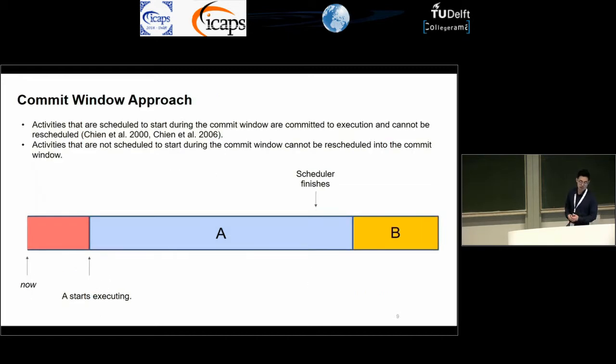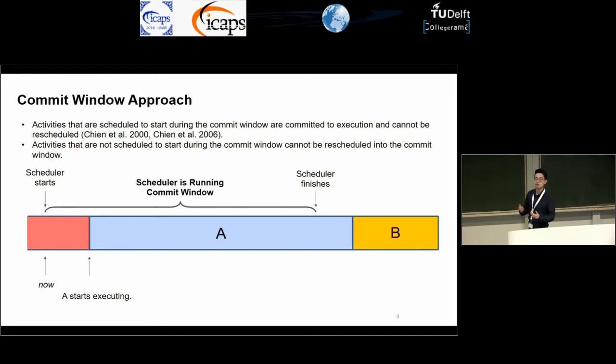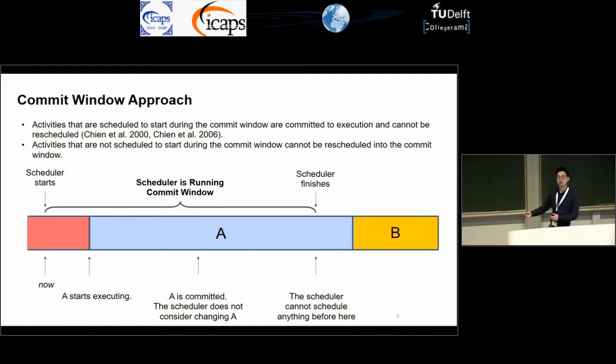So we handle this by doing a commit window approach. And the commit window approach is essentially going to be this window of time that's created when the scheduler starts running. Now, in the commit window, any activity that has a scheduled start time inside the commit window won't be able to be rescheduled. And any activity that's outside of the commit window won't be able to be scheduled into the commit window. And so this will allow us to solve the two problems that I mentioned earlier.